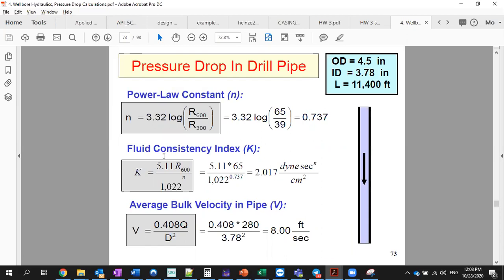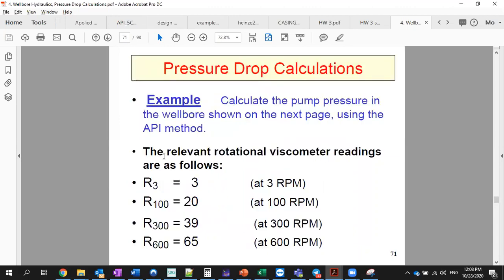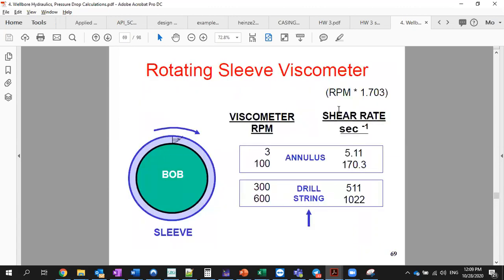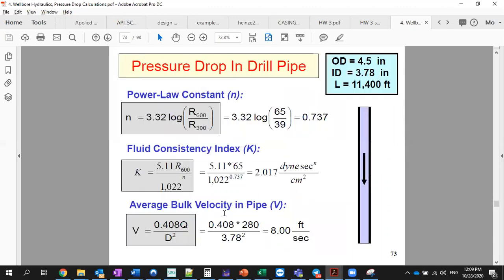Now, we had a discussion here that if you are calculating things in the annulus, you would need to use basically the 3 RPM and 100 RPM readings, right? To calculate those properties. And if you want to calculate the properties inside the drill string, in the drill pipe and drill collar, you would need to use the 300 and 600 RPM data, right? So that's for the rheology. Any questions here for the rheology? That's the first step basically you do for any pressure loss calculation.